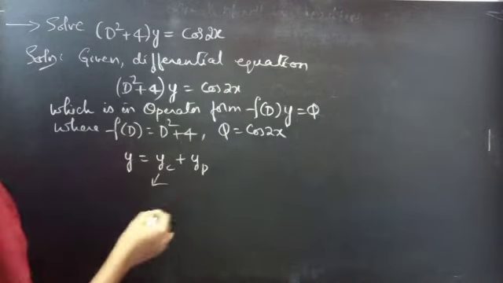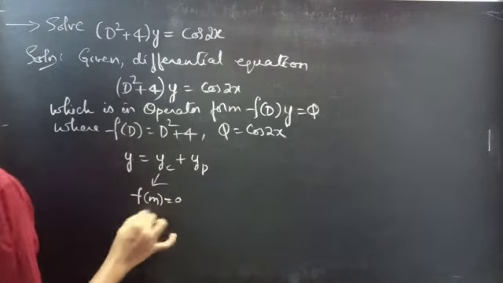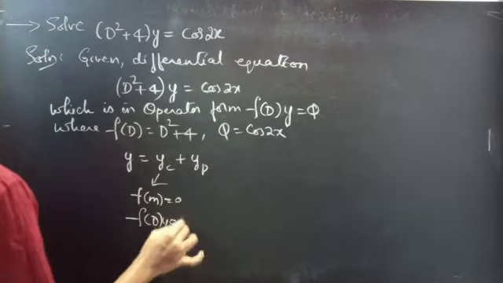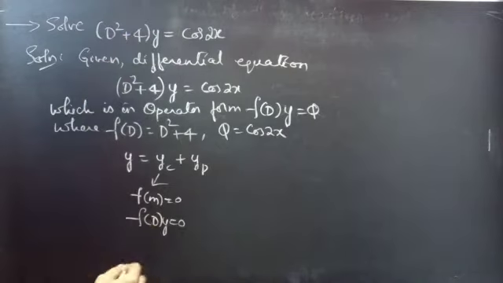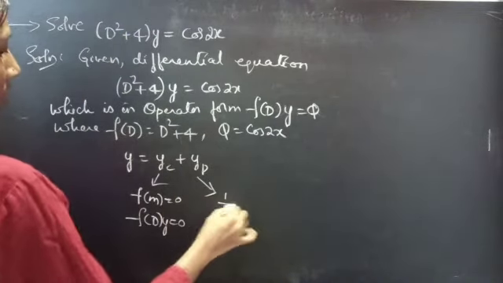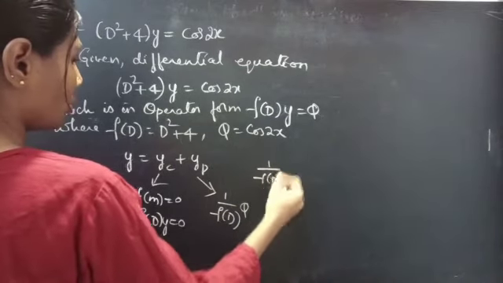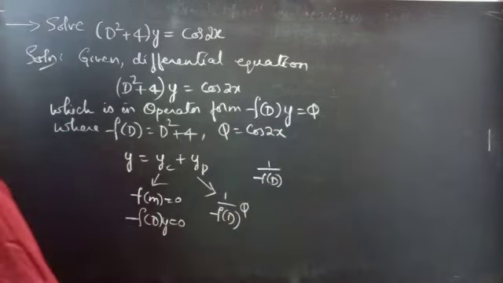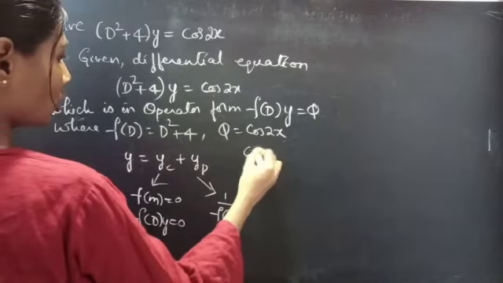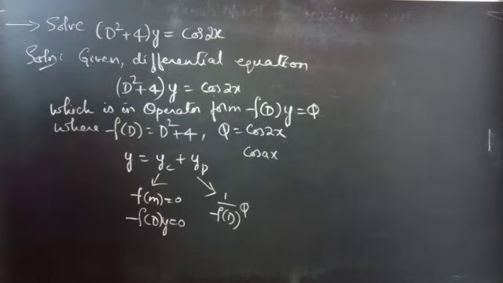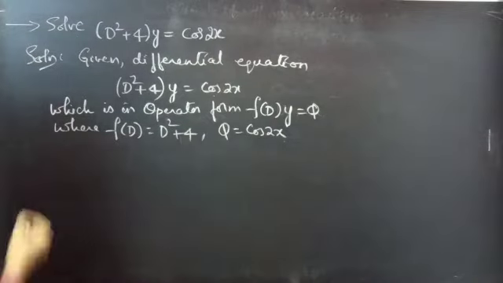We'll get yc using the roots of the auxiliary equation of the homogeneous equation of the given non-homogeneous equation. Simply by taking the RHS part to 0, you'll get the homogeneous equation, and we'll find yp using 1/f(D) into Q. Here we are having Q equals cos 2x, which is of the cos ax form, right? Fine. Now let's find the complementary function using the auxiliary equation.